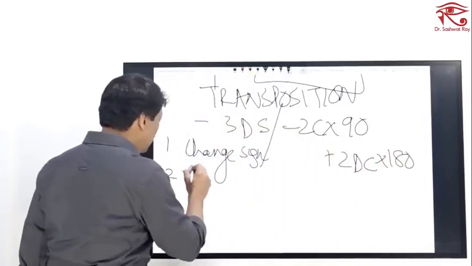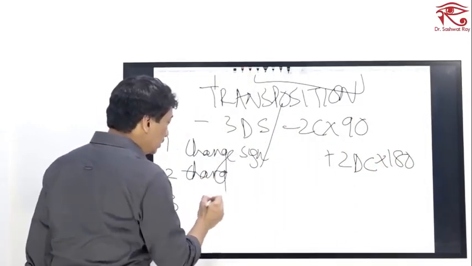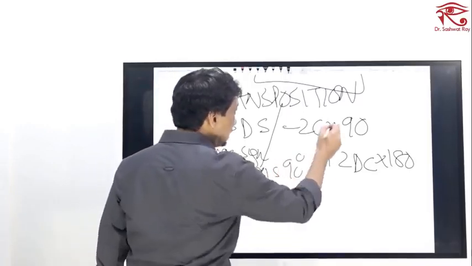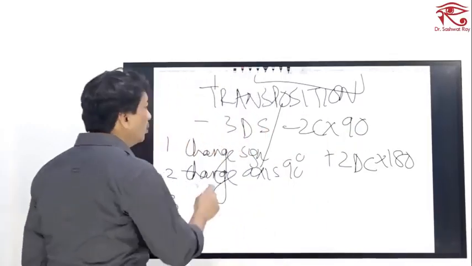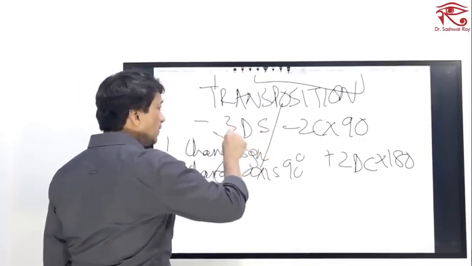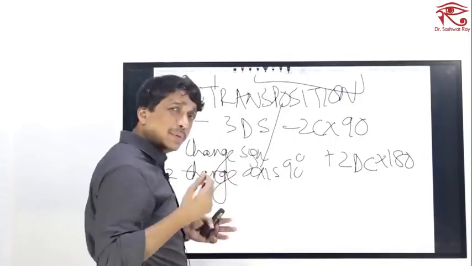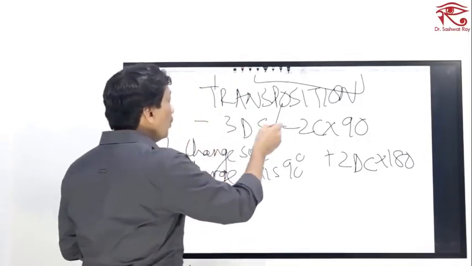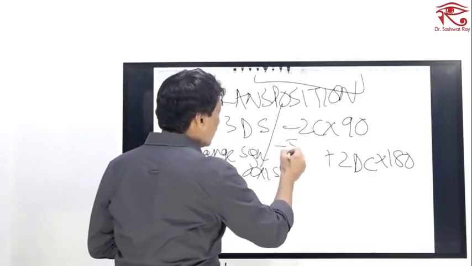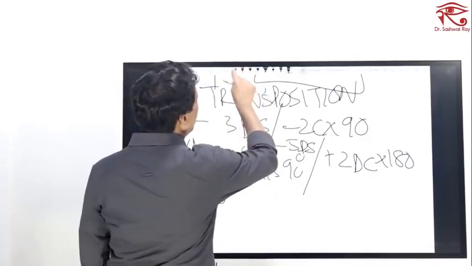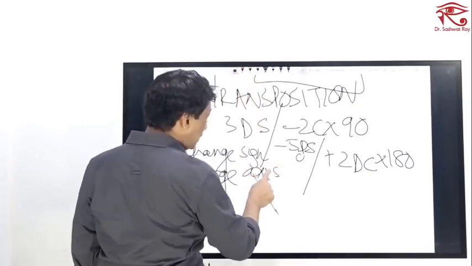Remember, there are 3 rules. First, change the sign. Second, change the axis by 90 degrees, so it was 90, it becomes 180. And the third rule is an algebraic summation of the sphere and cylinder. Algebraic summation means keeping the signs intact. So -3 with -2 becomes -5. This is the new prescription that we have here.